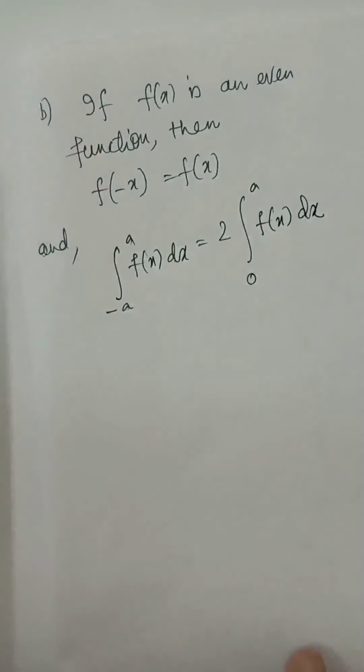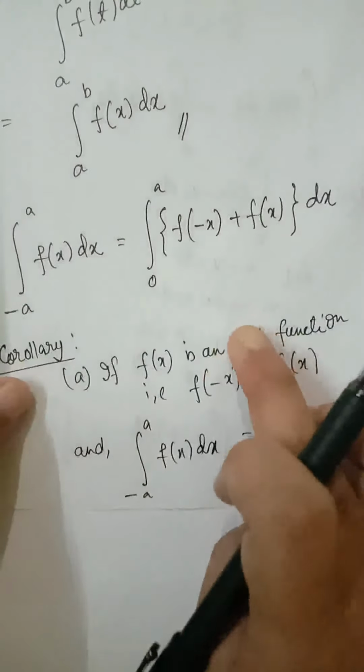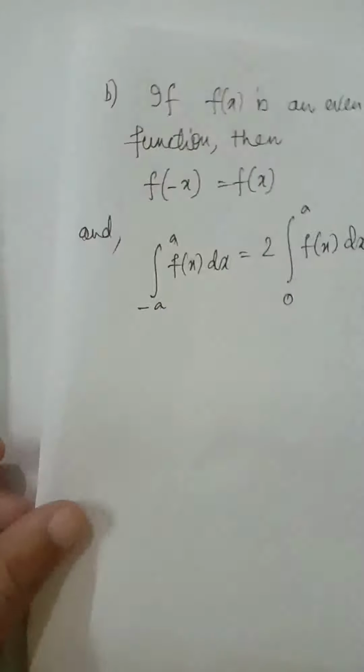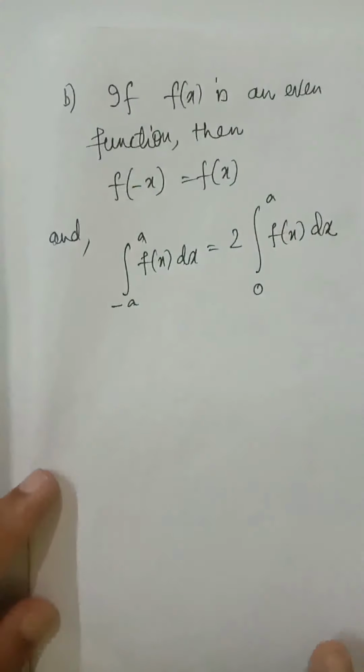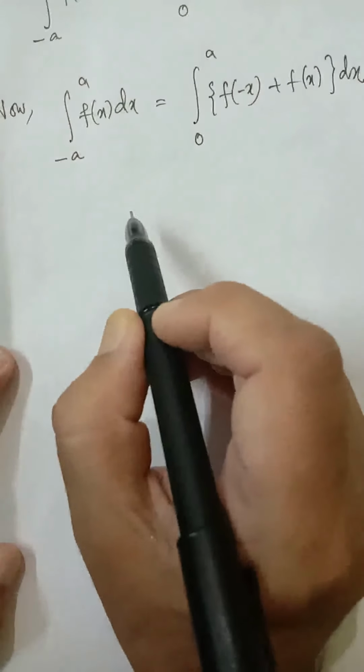Okay. So if f(x) is an odd function, the value of the integral from -a to a of f(x) dx will be 0. You can see here, if f(x) is an odd function, the integral from -a to a of f(x) dx will be 0. If f(x) is an even function, then the integral from -a to a of f(x) dx will be twice the integral from 0 to a of f(x) dx. And now let us prove this theorem, property number 5. Let us prove this one.